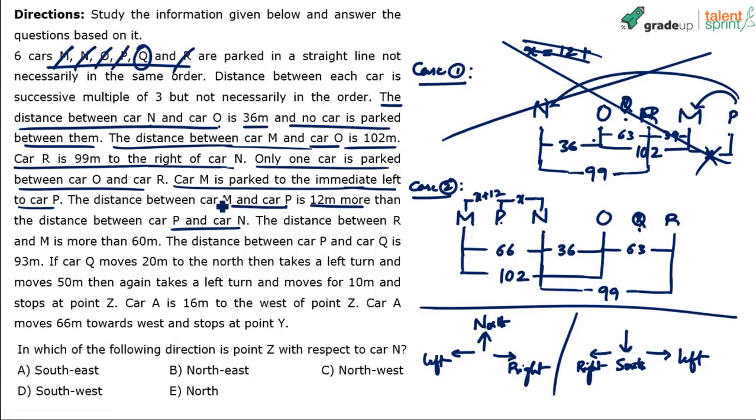Why is it so? Because M and P is 12 more than P and N. So P and N is X and M and P is X plus 12. Now, how do you solve for x? Simple. Distance between M and N is, sorry, 66, right? So break 66 into two parts which satisfy this ratio.